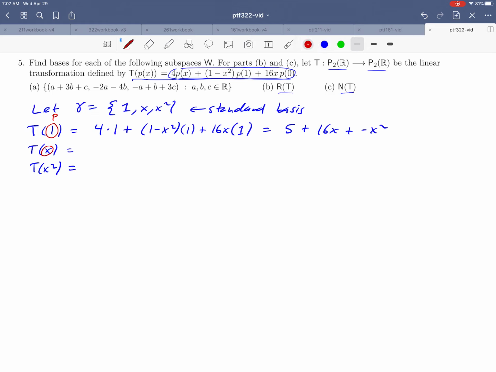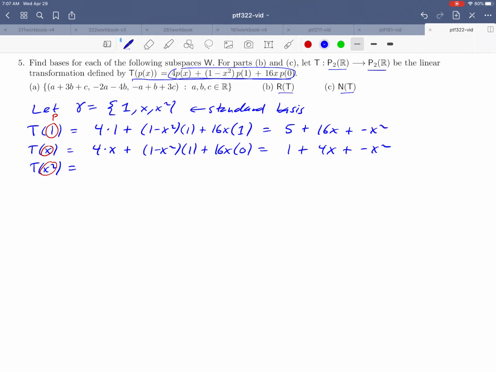Now we're ready to substitute x in here. Our formula tells us we're going to take 4 times p of x plus 1 minus x squared times p of 1. If you plug 1 in for x, you're just going to get 1. And then p of 0 is going to be 0, because after all, our formula for p is just p of x equals x. Do the same thing, multiply things through and regroup, and you're going to get 1 plus 4x plus a negative x squared.